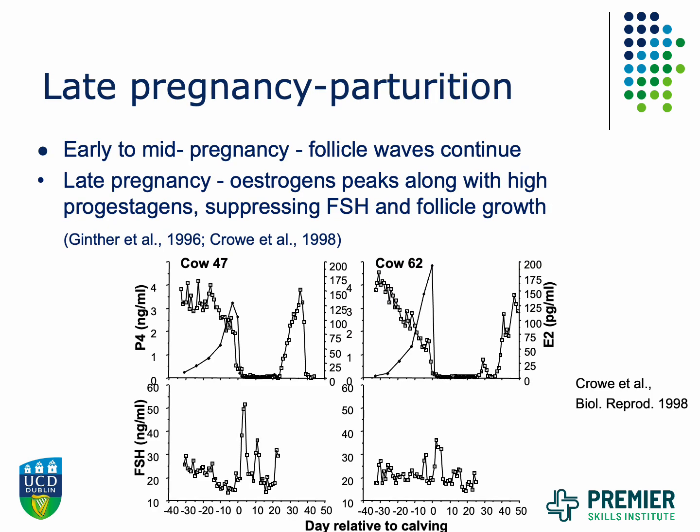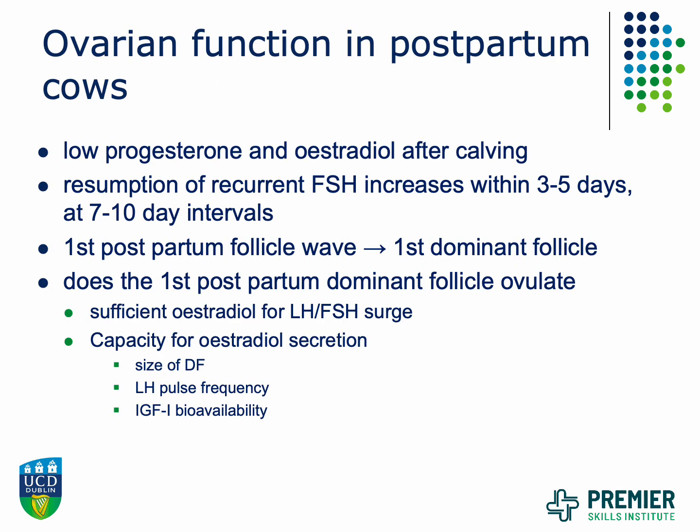During late pregnancy and parturition, initially to mid-pregnancy, follicular waves continue, which is why we sometimes see cows that are pregnant in heat. And in late pregnancy, you have high estrogen and high progesterone, and follicular growth and FSH are being suppressed. After calving, you have a change, low progesterone and low estradiol. That leads to a resumption of recurrent FSH, usually within a week. And then the first follicular wave gets you your first dominant follicle, but this one may or may not ovulate.